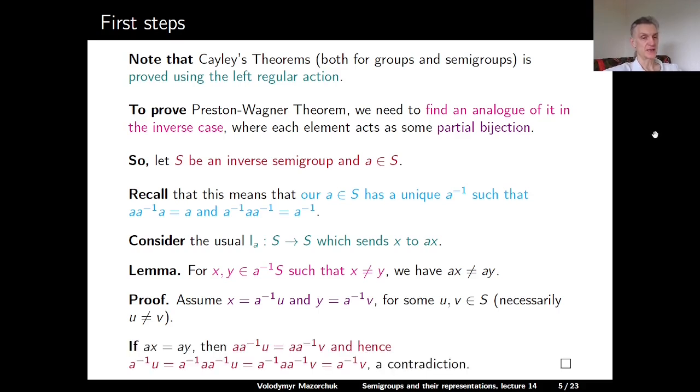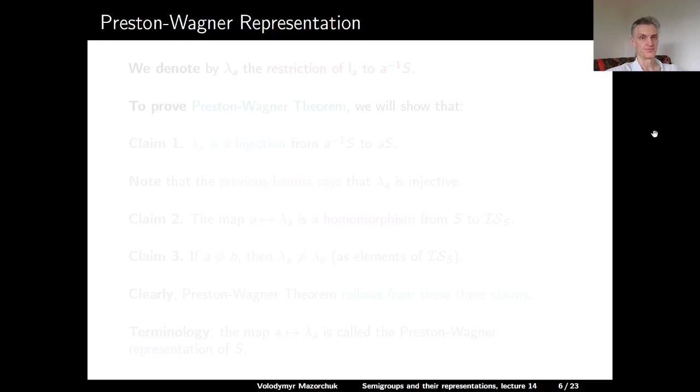So if AX is equal to AY, then A inverse U is equal to A inverse V, and then we can multiply with A inverse and we get that A inverse U, which is A inverse inverse U, should be equal to A inverse V, and this contradicts our assumptions. So this contradiction proves our lemma.